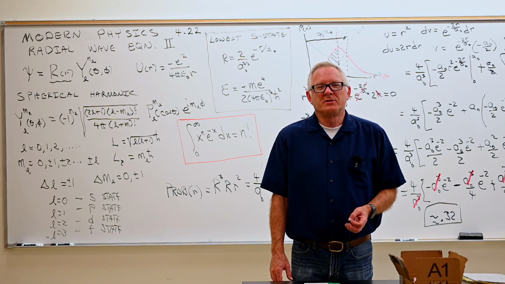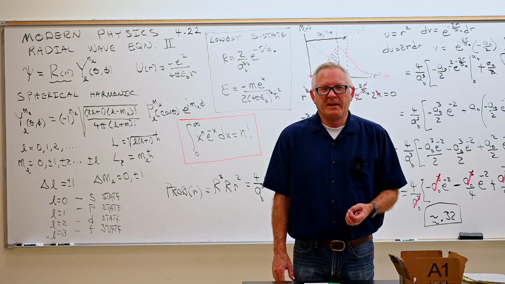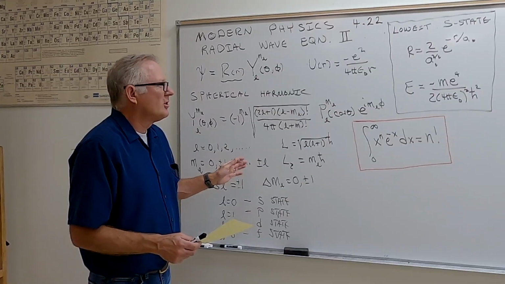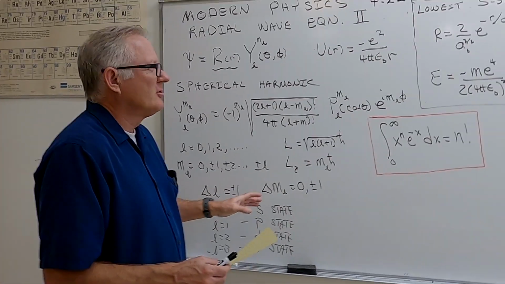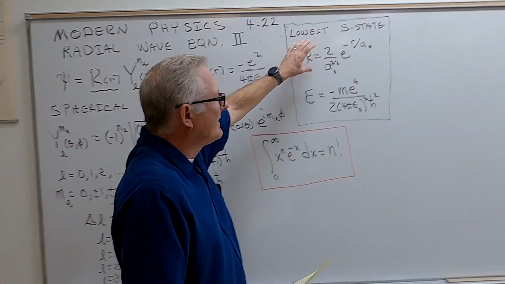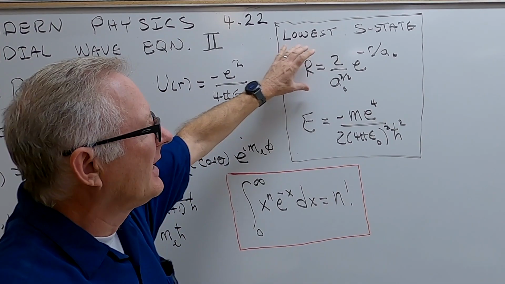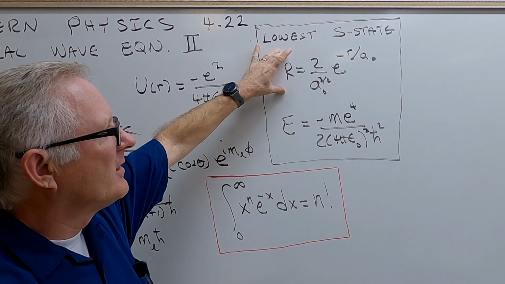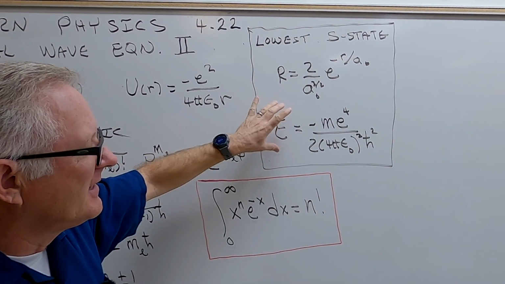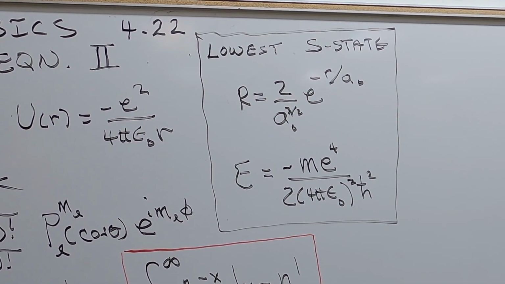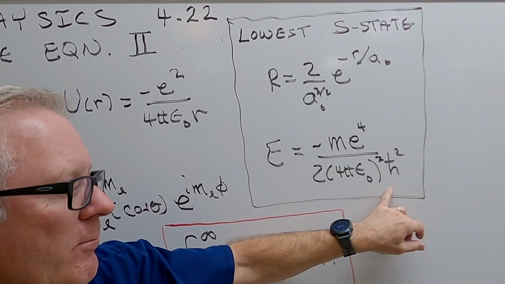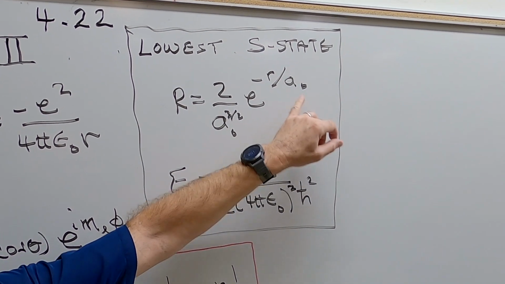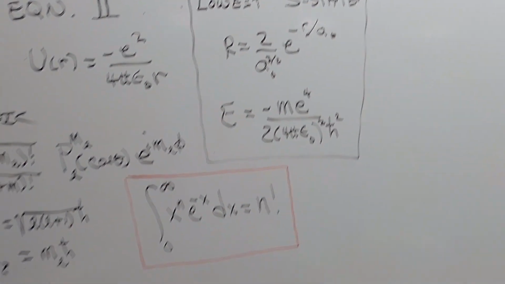So in this video, we're just going to continue with the radial equation. Continuing with our radial solution, we had guessed at the solution, at least for the S state, the L equals 0 state, and we got a solution here for big R for this lowest S state. We got the energy, and this energy happened to be the same one that Bohr got for his lowest energy, the minus 13.6 eV, and A naught was the Bohr radius.